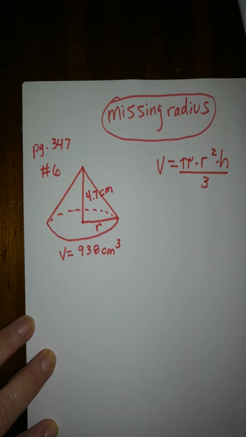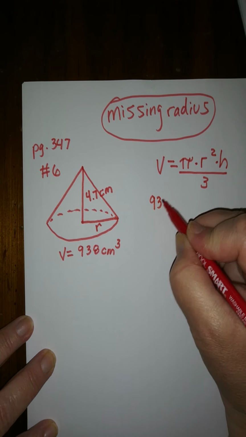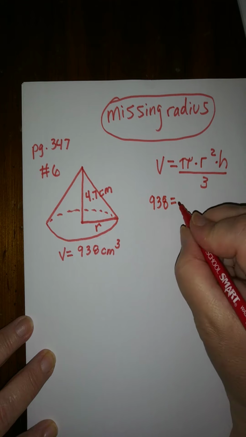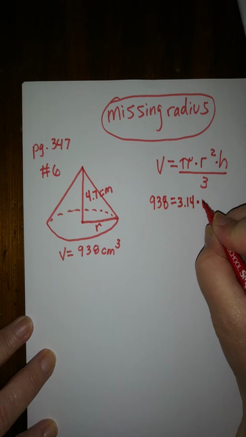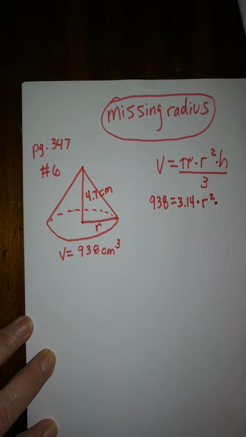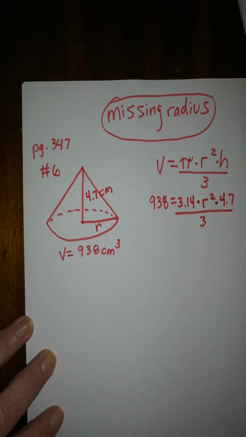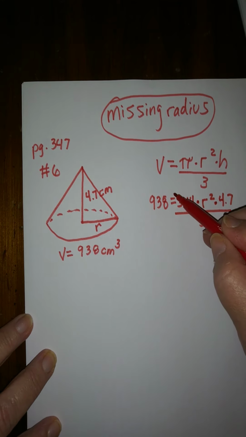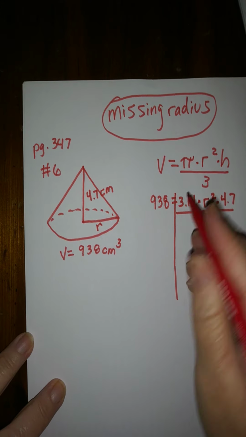So let's fill in what we know. We know that the volume here is this, 938. We know that pi is 3.14. We don't know the radius, so we just leave that as r squared. We know that h is 4.7. And we know the whole thing is divided by 3 because it's a cone. All right? So once again, we're using our knowledge of equations. You guys have probably noticed that in every single unit we've done this year, we constantly go back to those equations. That's like the foundation of all of our algebra.